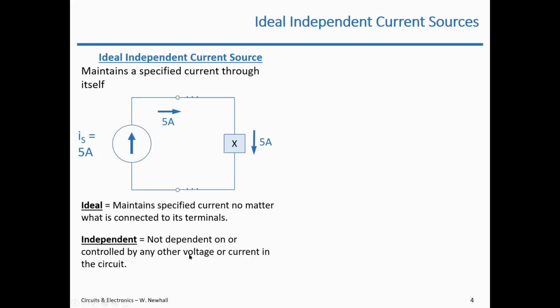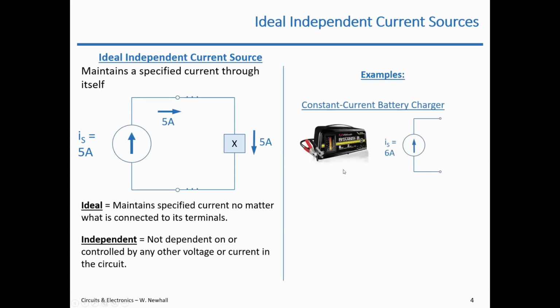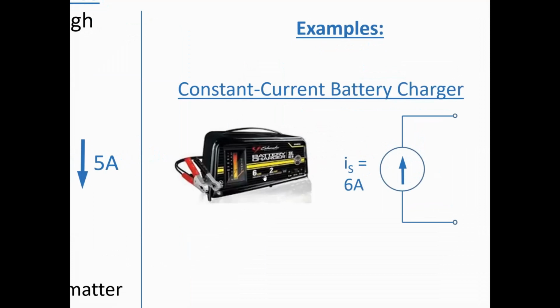Okay, we'll contrast that with a controlled source in a minute. A good example of an ideal independent current source, again within a normal range, is a battery charger. Many lead acid car battery chargers maintain a specified current, at least approximately. If I zoom in, this battery charger has a 6 amp setting, there's a switch, and a 2 amp setting.